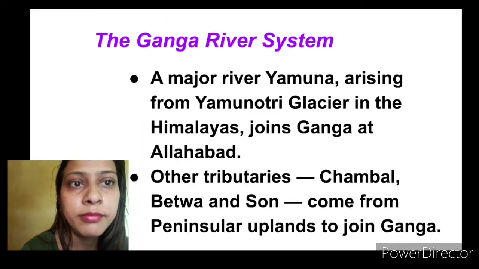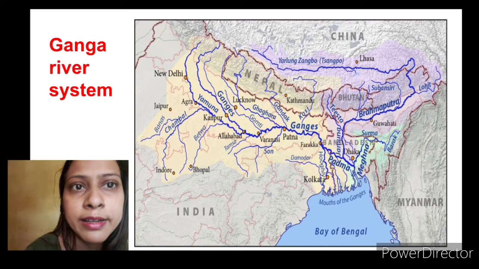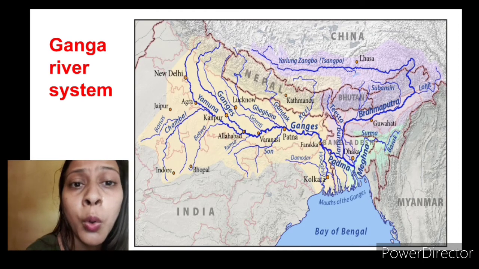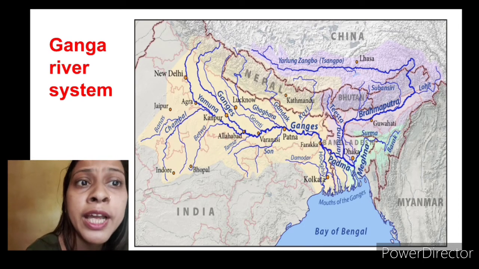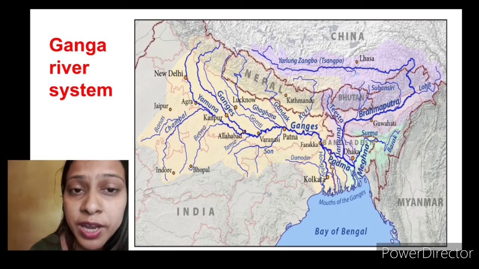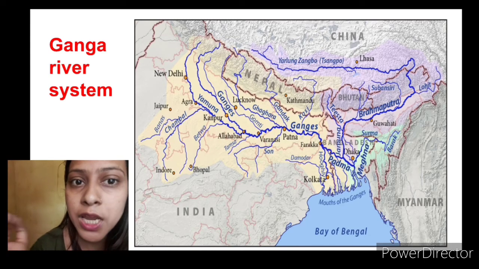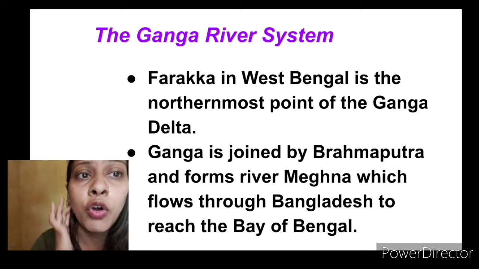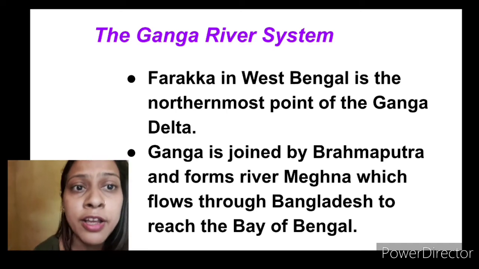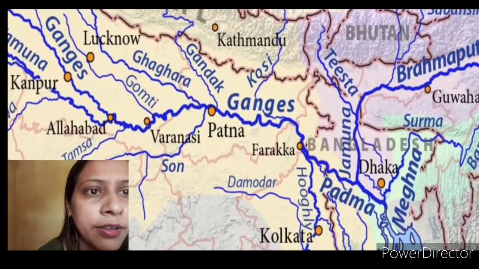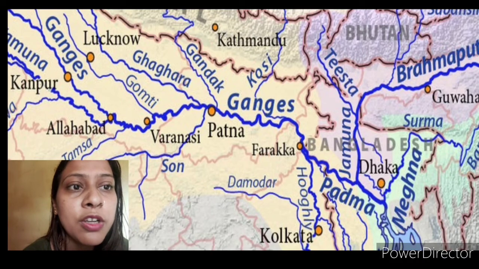Then we have the next one. You can see the Ganga flowing from Uttarakhand, through Uttar Pradesh, then Bihar and West Bengal. So these are the states through which the main river Ganga flows. Then Farakka in West Bengal is the northernmost point of the Ganga delta. So you can see in the picture Farakka. I think this is the Farakka. So this is the northernmost.